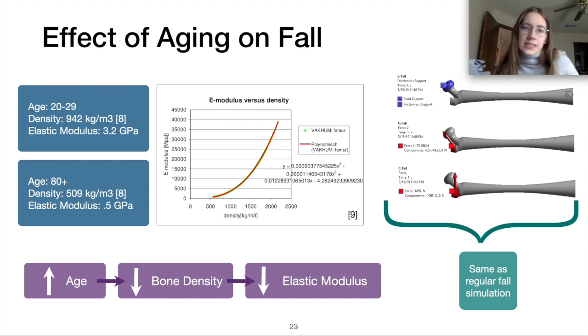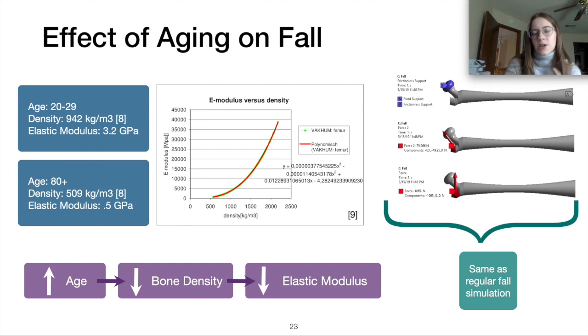I was able to find this paper, which gives me a really nice formula, so I could plug in my density and see what the elastic modulus is. According to this model, the elastic modulus in my femur right now would be 3.2 gigapascals. Previously, using the average, it was like 17. So that's really, really different. And then when I'm 80 plus, it would be about 5 gigapascals.